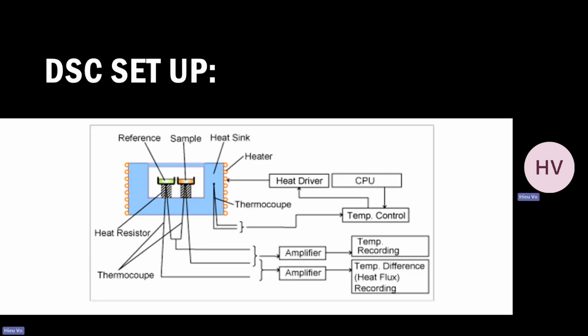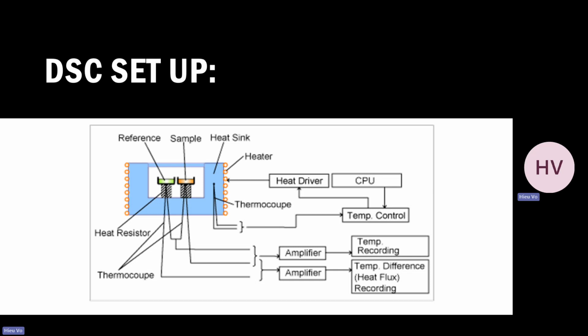So let's go to the setup of this technique. First, we measure a small amount of the sample on the pan right here. We place the sample on the pan, and then the reference right here. Surrounding the sample and the reference is the heat sink. The heat sink is used to absorb or dissipate excess heat and help maintain a controlled temperature environment.